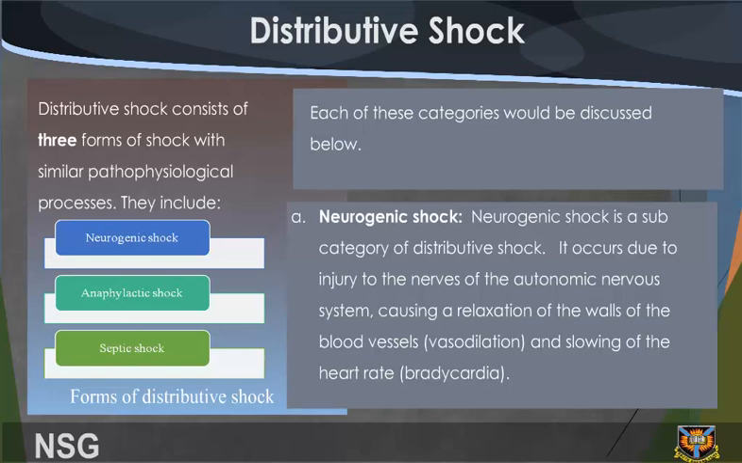A. Neurogenic shock. Neurogenic shock is a subcategory of distributive shock. It occurs due to injury to the nerves of the autonomic nervous system, causing a relaxation of the walls of the blood vessels, vasodilation, and slowing of the heart rate, bradycardia.